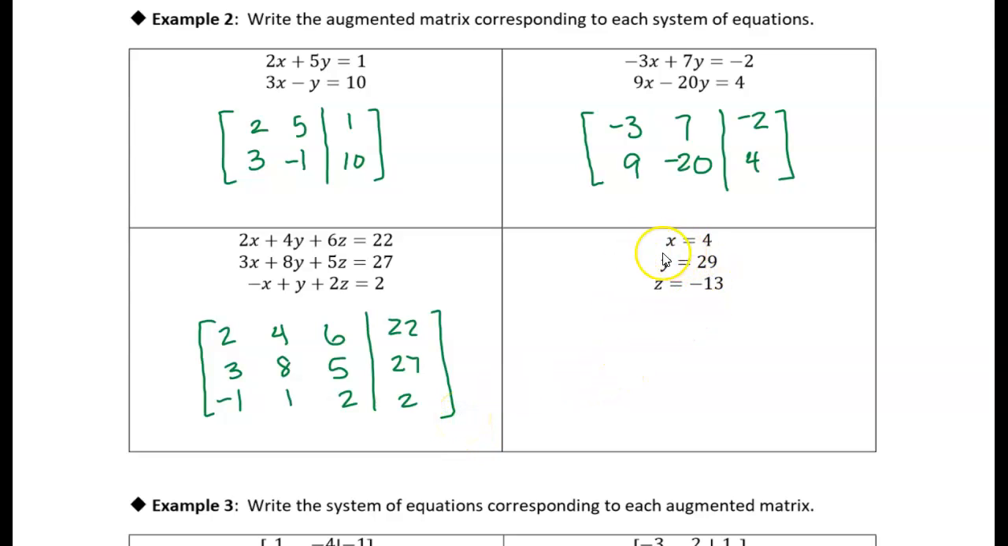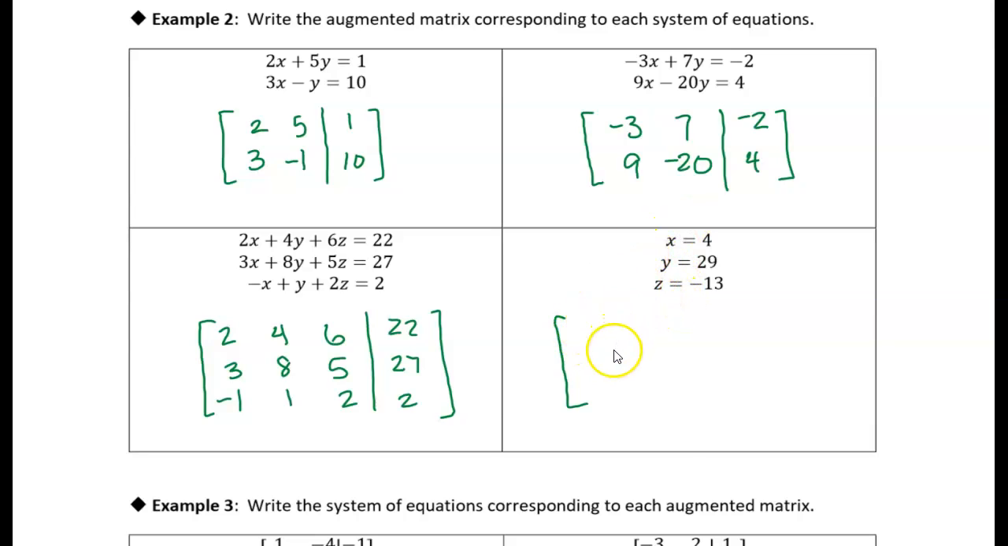And finally, we've got one where we've basically got x equals 4. We've got the solution, basically, right? It's x equals 4, y equals 29, z equals negative 13. So we're going to write that as an augmented matrix. Now, in the augmented matrix, each column corresponds to a variable. And we usually put it in alphabetical order.